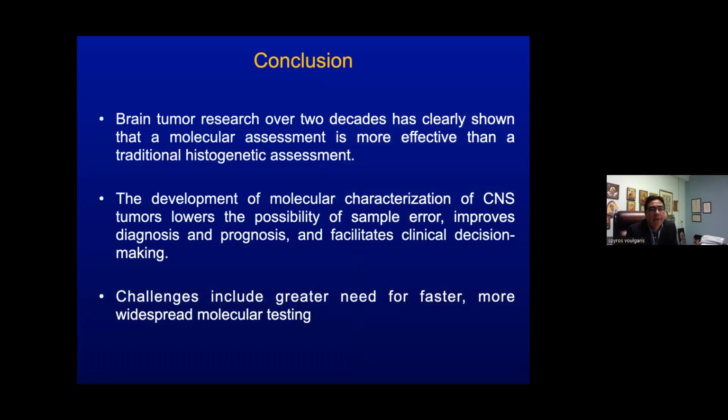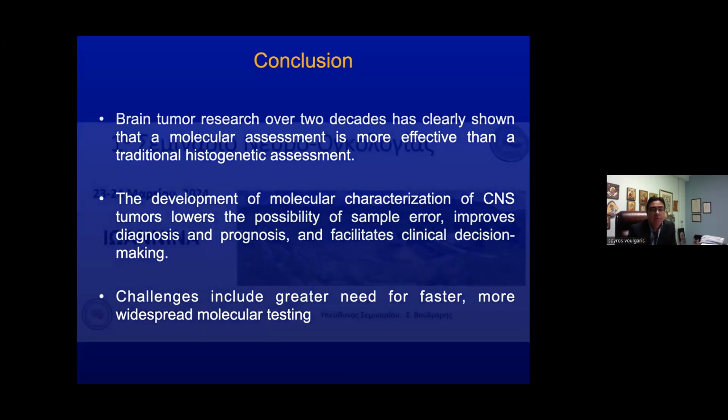So, brain tumor research over two decades has shown that molecular assessment is more effective than traditional histologic assessment. The development of molecular characterization of CNS tumors lowers the possibility of error, improves diagnosis and prognosis, and facilitates clinical decision-making. Challenges include a greater need for faster and more exact diagnosis, so more widespread molecular testing will be done to identify the type of the tumor.